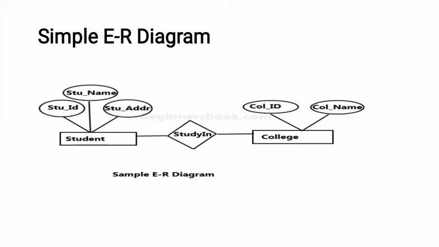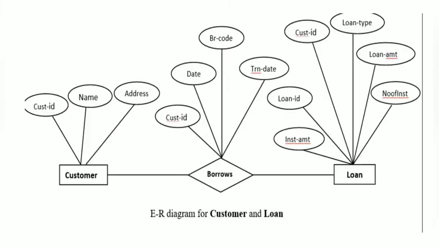Let's take another example. Here is an ER diagram for customer and loan. Customer is one entity and loan is another. Customer has three attributes or properties: first customer ID, second name and address. And the second entity, loan, has amount, loan ID, customer ID, loan type. These are the attributes, and there exists one relationship that is called own. For example, customer ID, date, borrow code, loan and date.